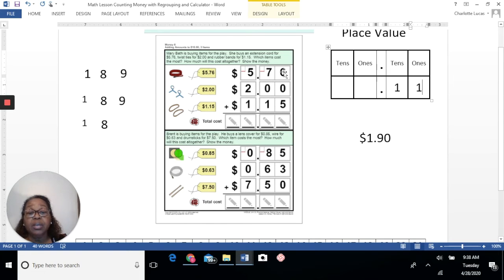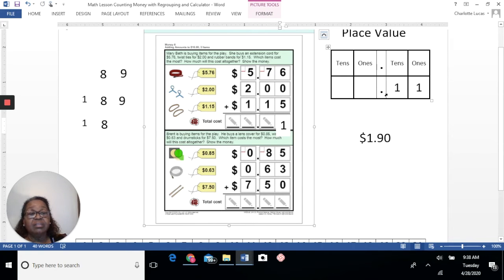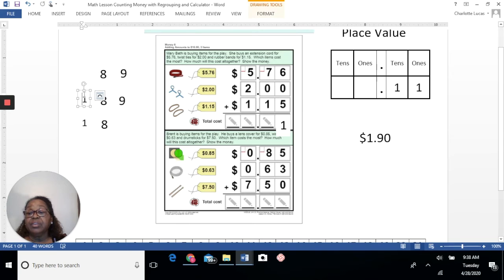So when we get here to the ones place, we cannot put both of those numbers, the 1 and the 1, in the ones place. We have to put the ones place 1 at the bottom. So we can put a ones place 1 here. But the 1 that's in the tens place, we have to move that to the top so that we can add that number when we are adding the tens.